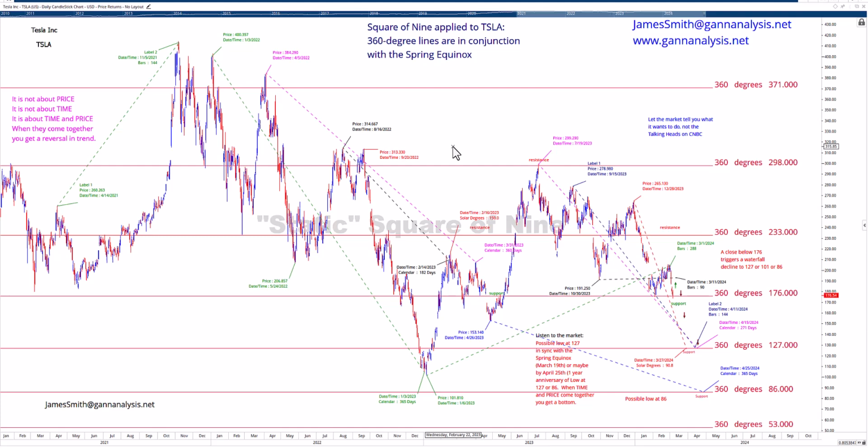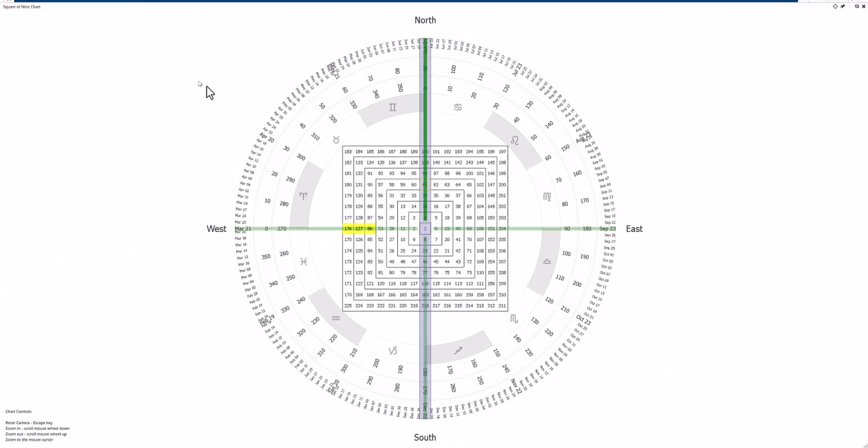Okay, today we're looking at Tesla and we're applying the square of 9 to Tesla. And we're only showing you the 360-degree lines. So these lines here, 360 degrees at 371, 298, 233, 176, 127, 86. Where does that come from? It comes from this chart.